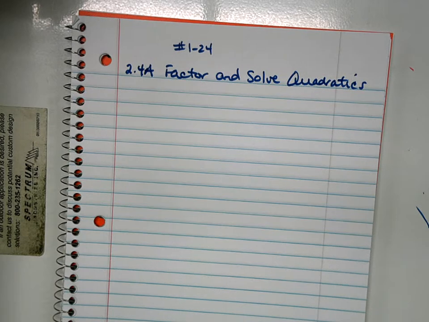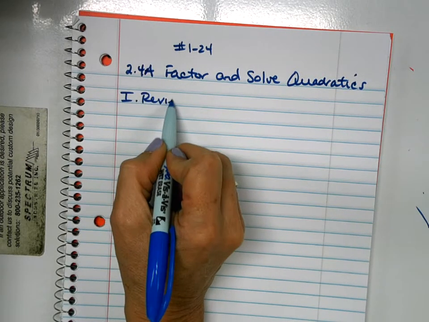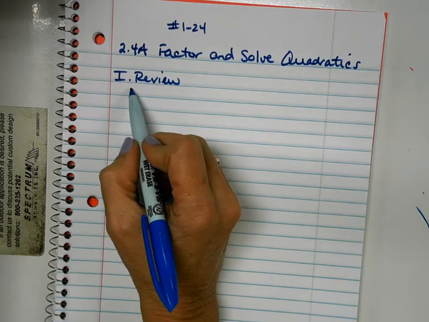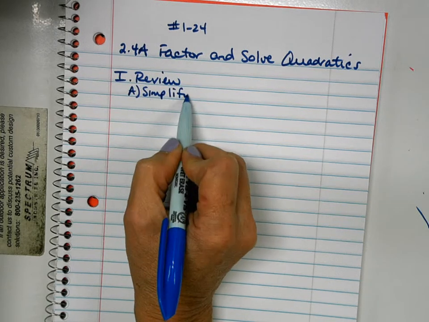So on worksheet 2.4. All right, before we start this, we need to do a little review of some skills we're going to need to have. So can you put Roman numeral 1, review? And we're just going to simplify a couple problems, make sure we're good with this.